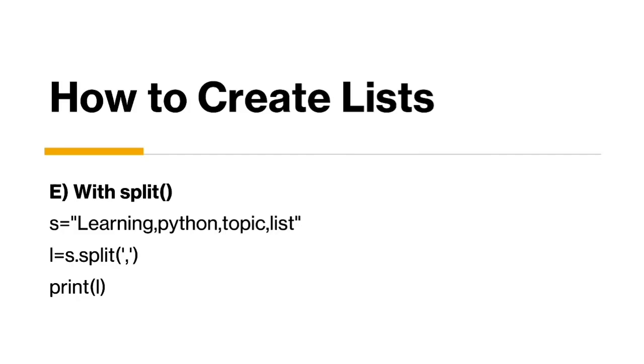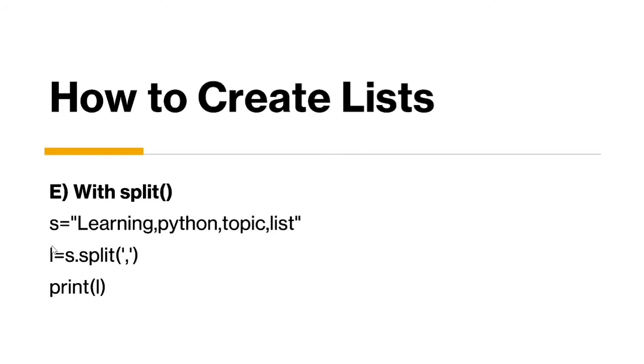The last method with which we can create a list is actually not a valid method of creating a list, but it is a function that is used with strings. The split function is used with strings, and what it does is split the value of the string by the splitter parameter that is provided with it. So here on your screen I have taken a string s with the value learning, Python, topic, list, and it is separated by commas.